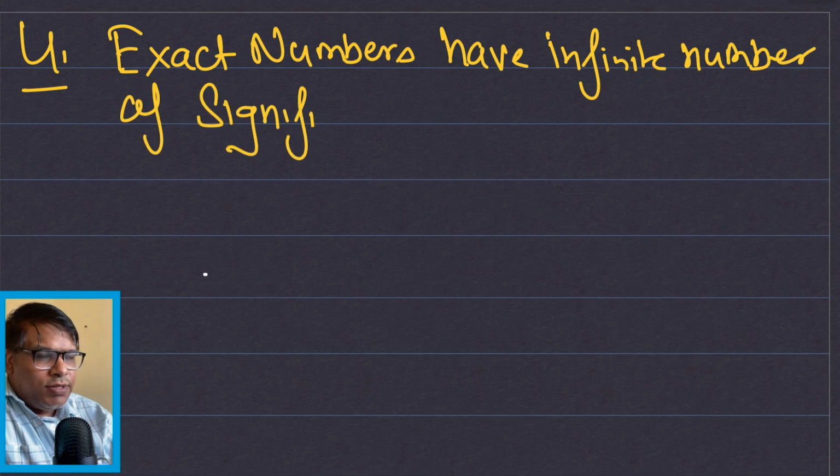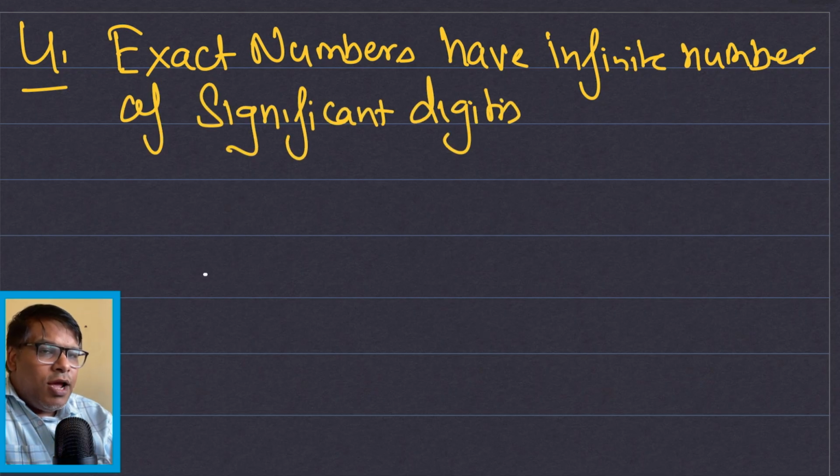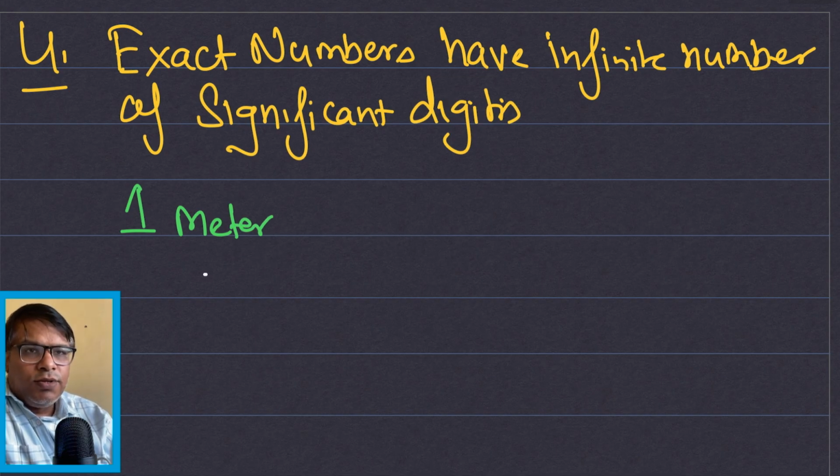Exact numbers are going to have an infinite number of significant digits. Try to see here. Let's suppose you have the exact number 1 meter. So this is an exact number, 1 meter.